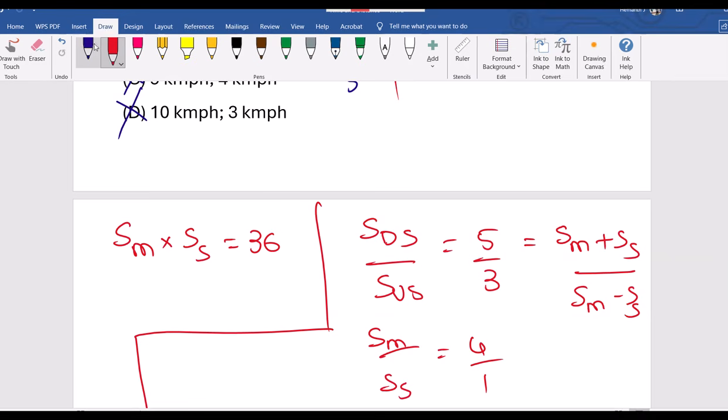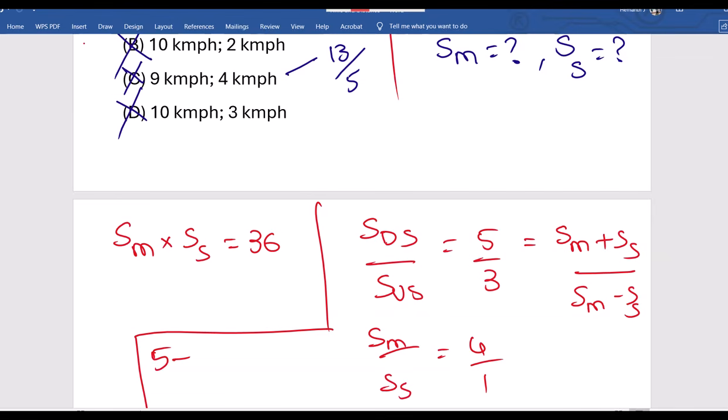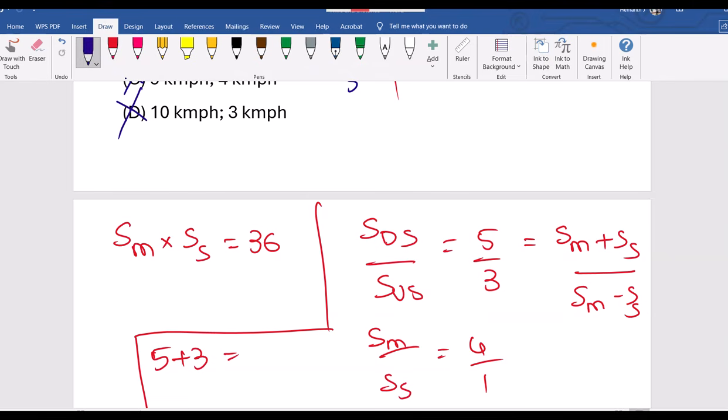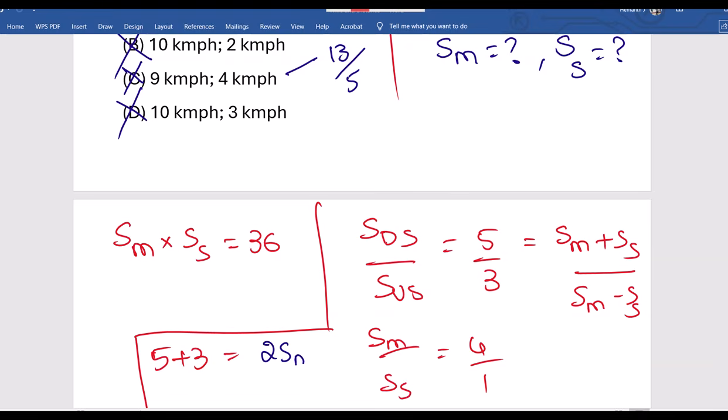Don't worry. On the left side, I am adding numerator plus denominator: 5 plus 3. On the right side also, add numerator and denominator: SS cancels, giving SM in the numerator. Then do numerator minus denominator: 5 minus 3 on the left, and on the right side also numerator minus denominator, giving SS. The 2 cancels. What is this? 5 plus 3 is 8, 5 minus 3 is 2, 8 by 2 is nothing but the same thing. That is called componendo and dividendo, or whatever we learned long back.